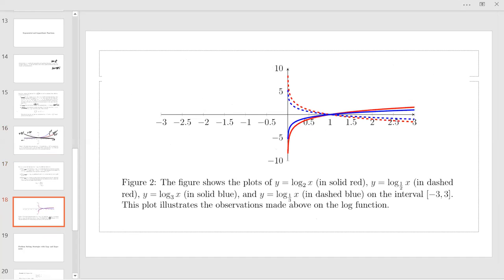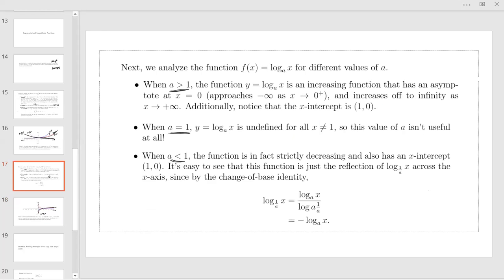So let's look at the graph of this function. If a is greater than 1, so we took a is equal to 2, we have this graph. You can see there's an asymptote at x is equal to 0. And as x grows arbitrarily large, this function also goes off to infinity. Now when a is equal to 1, this is undefined because our base must always be greater than 1.